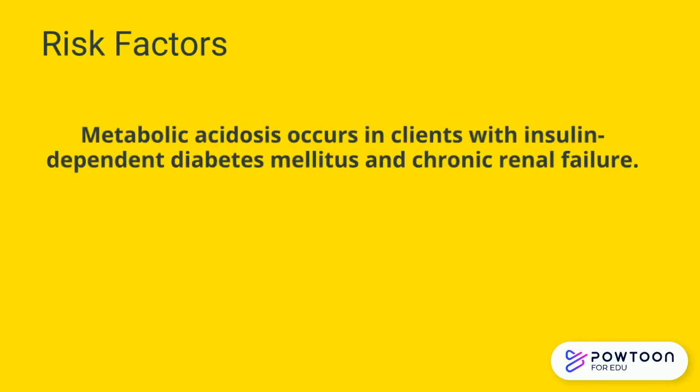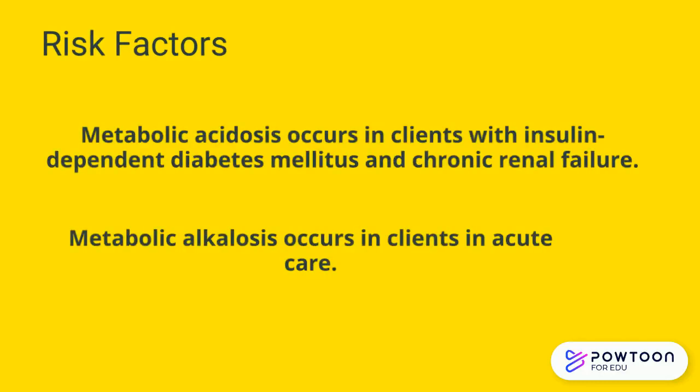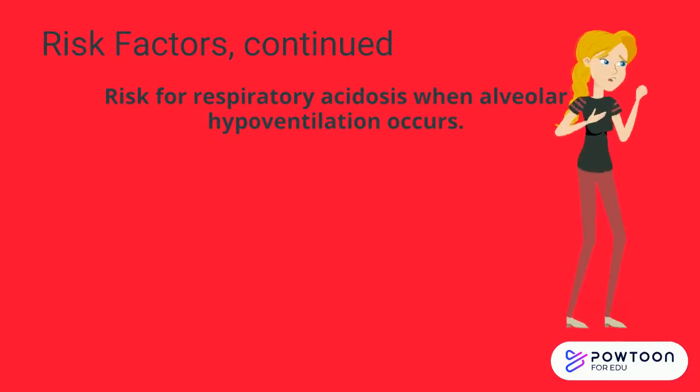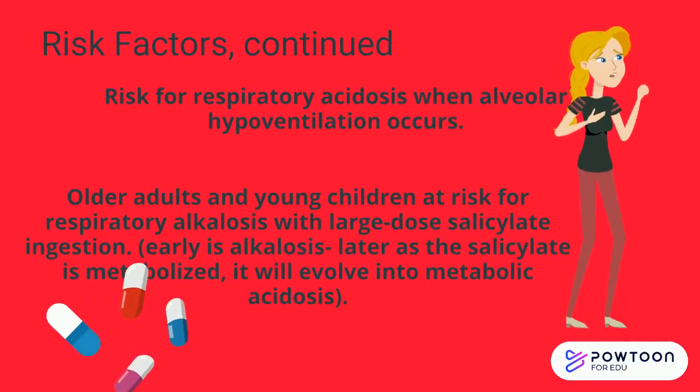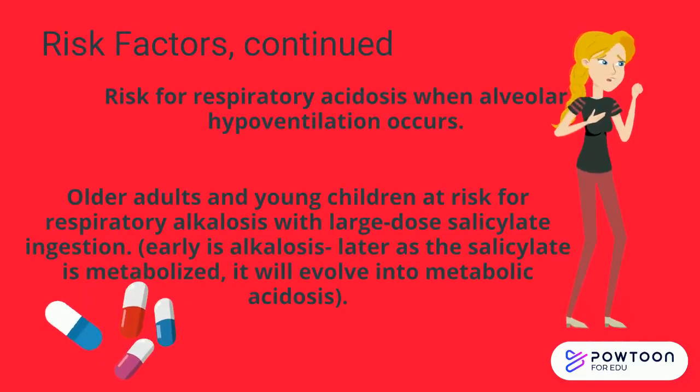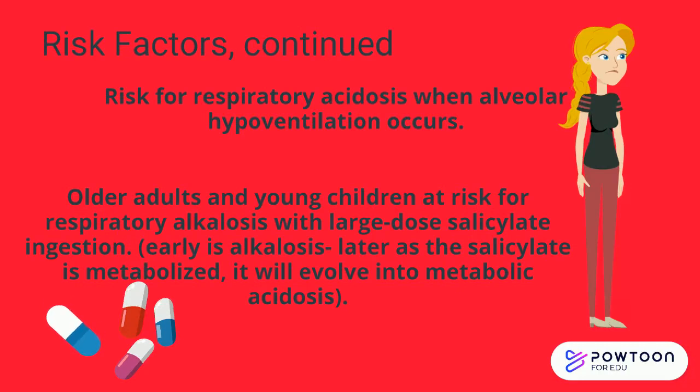ABG stands for arterial blood gas. That's the blood from the artery that gives us our values of our pH, our CO2, and our bicarb. Metabolic acidosis usually occurs more commonly in people with chronic conditions, whereas alkalosis most commonly happens in more acute issues. Risk factors for respiratory acidosis tend to correspond with hypoventilation, like COPD or pneumonia. Whereas respiratory alkalosis, a lot of times we can relate that to more acute issues like hyperventilating from anxiety or even aspirin ingestion.